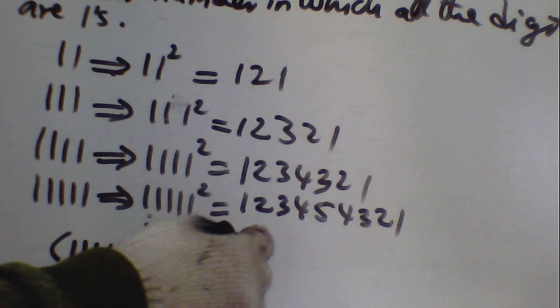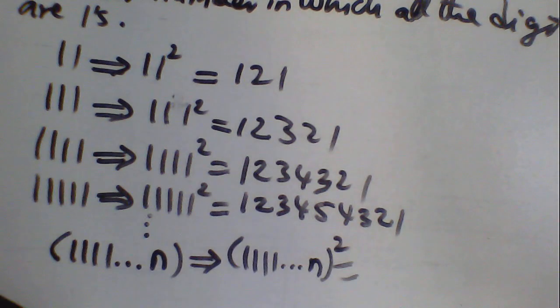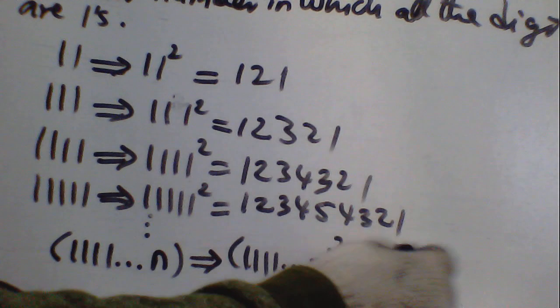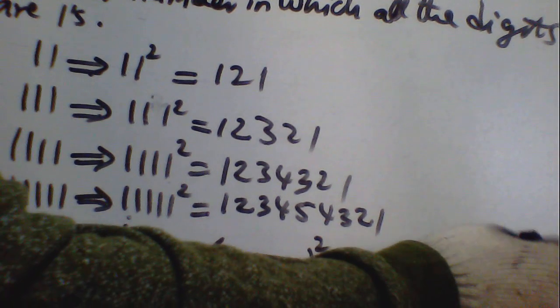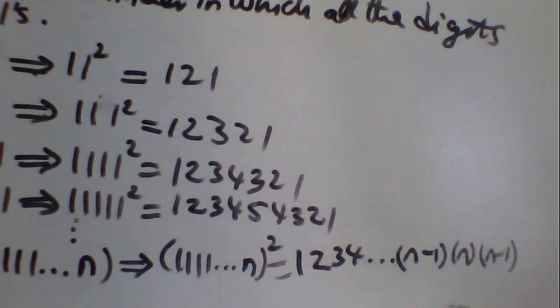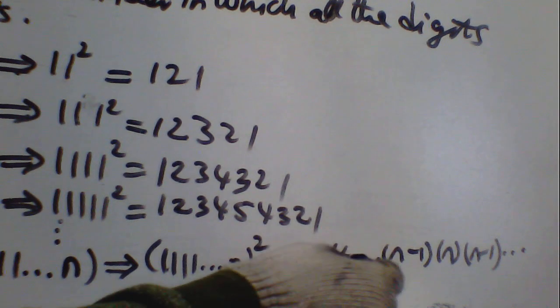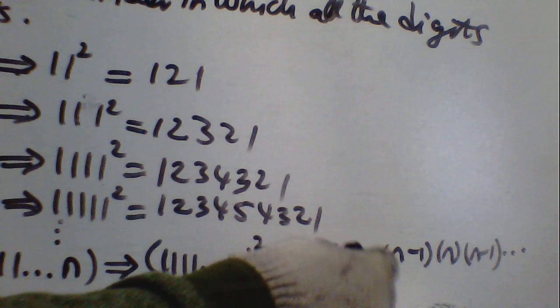This implies that if you take 1111 until you get to n digits, the square of this number is 1, 2, 3, 4, until you get to n minus 1, n, then another n minus 1, and then it repeats itself going down 4, 3, 2, 1.